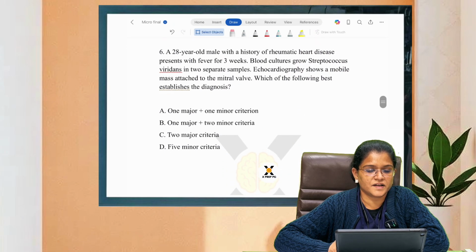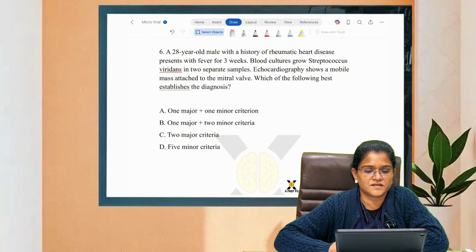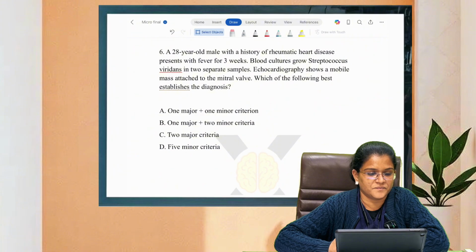Question number 6. A 28-year-old male with a history of rheumatic heart disease presents with fever for 3 weeks. Blood cultures grow Streptococcus viridans in 2 separate samples. Echocardiography shows a mobile mass attached to the mitral valve. Which of the following best establishes the diagnosis? Given in the question are 2 criteria. Blood cultures grow Streptococcus viridans in 2 separate samples, and echocardiography has shown the mass, or the vegetations, attached to the mitral valve. So the 2 major criteria are met here. So option is C.